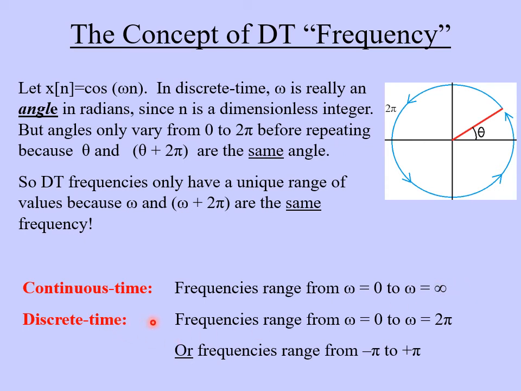But in discrete time, frequencies range from 0 to 2 pi only. There is no other frequency beyond this range of just from 0 to 2 pi. If you do have a frequency higher than that, you can always simplify it back to one of the angles around the circle, from 0 to 2 pi. Oftentimes, the frequencies are said to range from negative pi to positive pi. Notice, though, this is still a total frequency range of only 2 pi. This is sometimes a more convenient way to think about it.